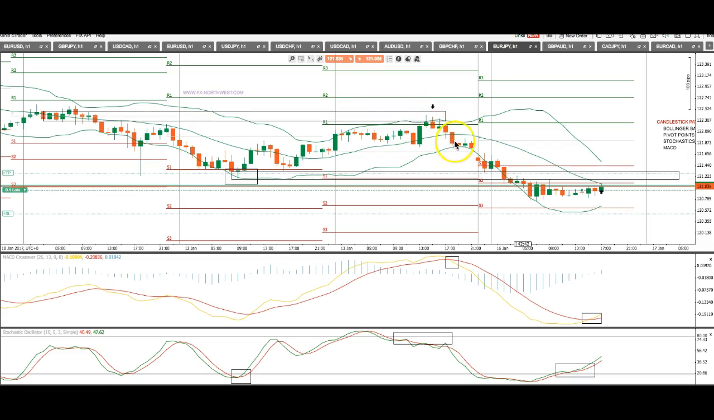And then my target would be the lower Bollinger Band. That would be the first target. And I think I made about 21 pips off this trade and it went down about 40. And then, of course, it continued to head south on Monday.